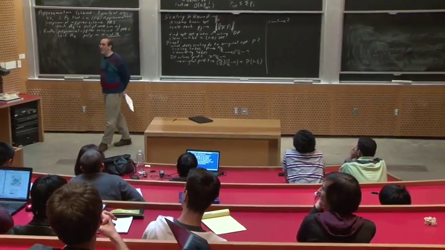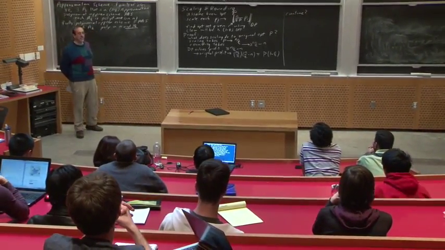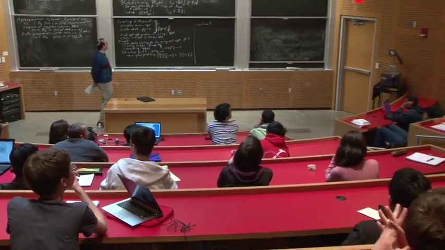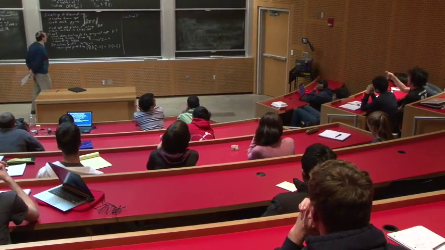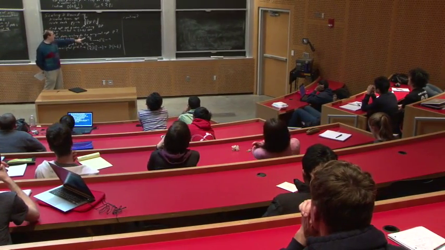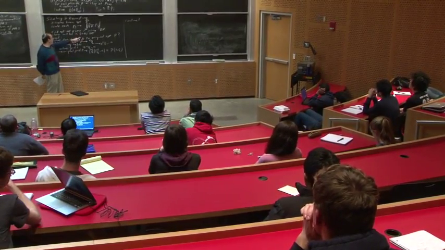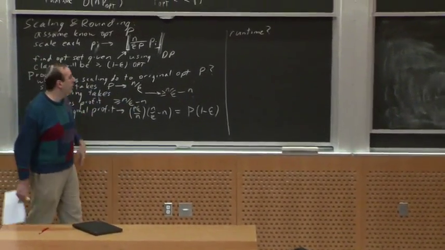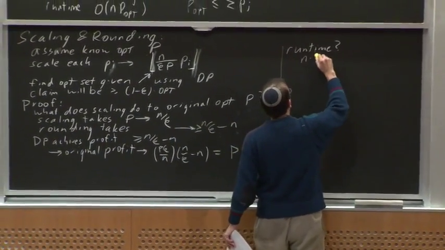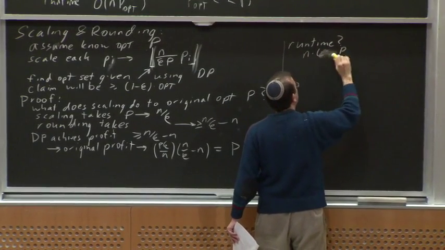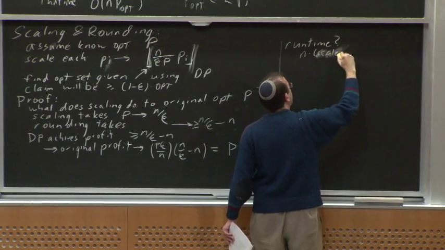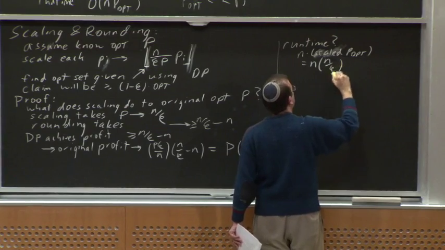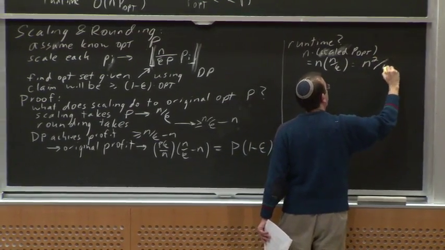All right, so what's the runtime here? It's n times p opt, times the scaling factor. Exactly. It's n times the p opt in the scaled problem, right? And what we asserted right here is that p opt in the scaled problem is around n over epsilon. So it's n times the new p, or the scaled p opt, which is equal to n times n over epsilon or so, n squared over epsilon.